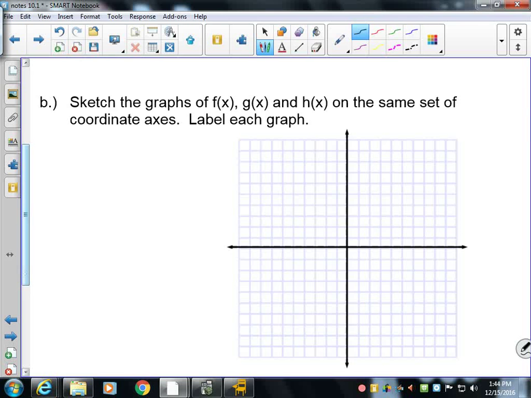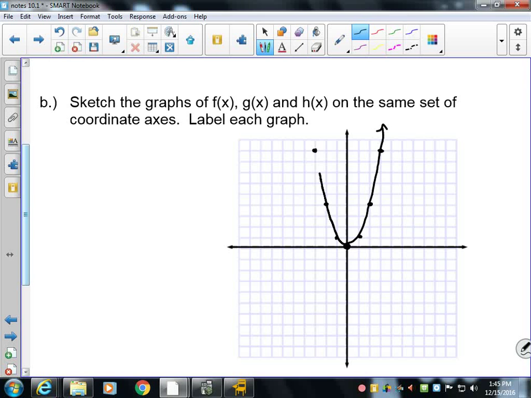So when you plug in 0, 0 squared is? When you plug in 1, 1 squared is? And negative 1 squared. 2 gives me 4, and negative 2 also gives me 4. 3 gives me 9, and negative 3 gives me 9. That's about all I'm going to be able to graph.